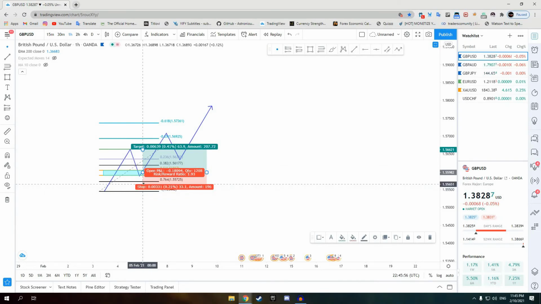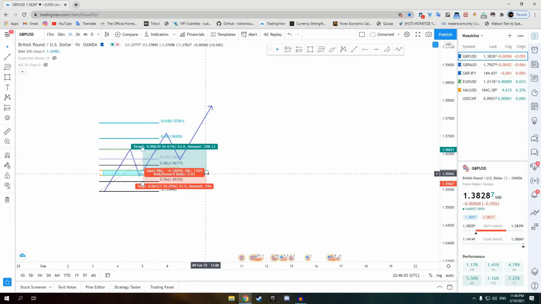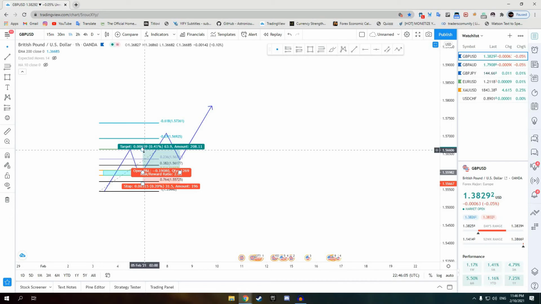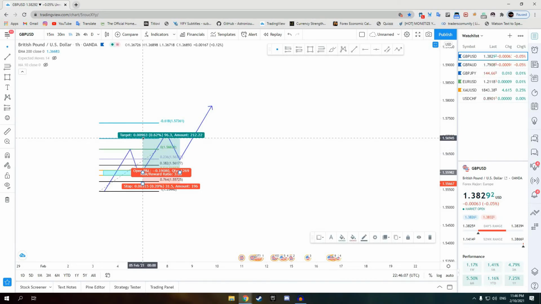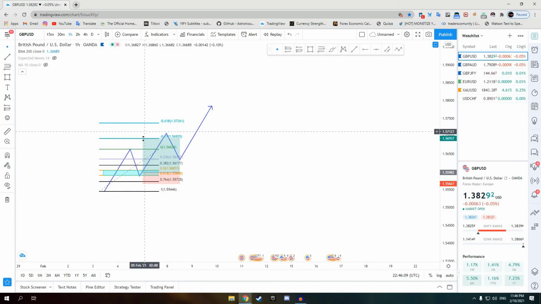Stop loss should be under the 0.764 line. Take profit can be set on 3 different areas. First one, second or third the minus 0.618 line.